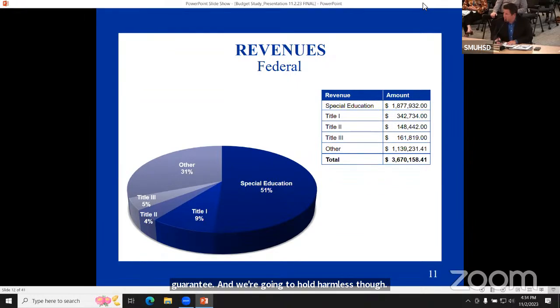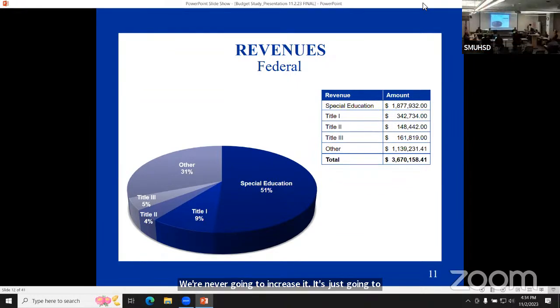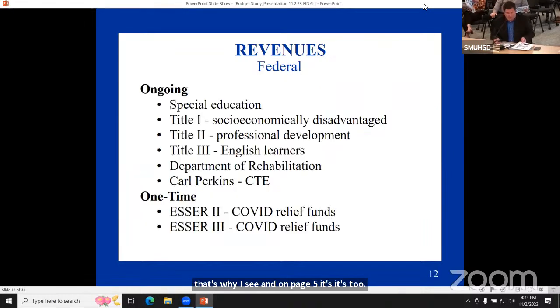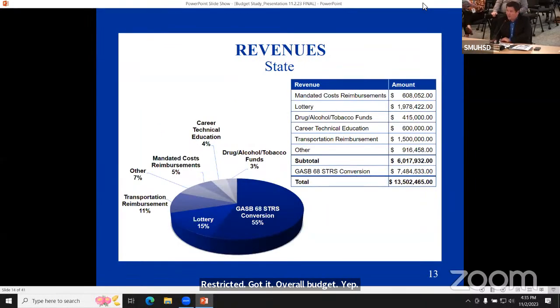So where would this 3.6 million be on page 6? It's not on page 6, but if you go back into the overall budget on page 3. Oh, sorry, they're both 3.6 million. I apologize. So it's on page 3, federal revenue of 3.6. Okay, yeah, that's what I see. And on page 5, it's there too. Yep. Got it. Restricted. Got it. Overall budget.